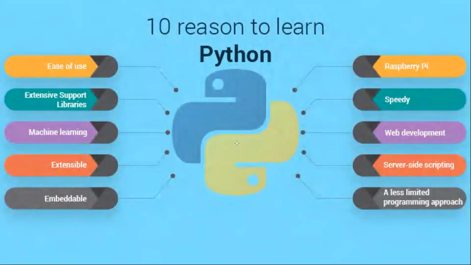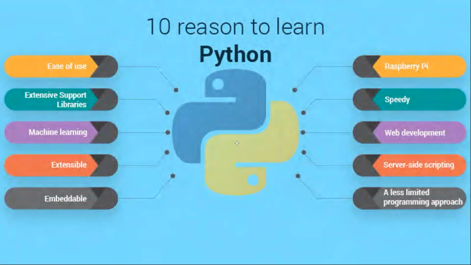Okay, 10 reasons to learn Python. Number one, ease of use. Number two, extensive support libraries. So this is important because you can add anything to it. Okay? So from the basic Python, you can add libraries to expand it to have more capabilities. And then machine learning. Why is it just saying machine learning? It's because today Python is synonymous with machine learning. If you want to do machine learning, you learn Python first. And then it is extensible. I think extensible and extensive support libraries, they belong together.